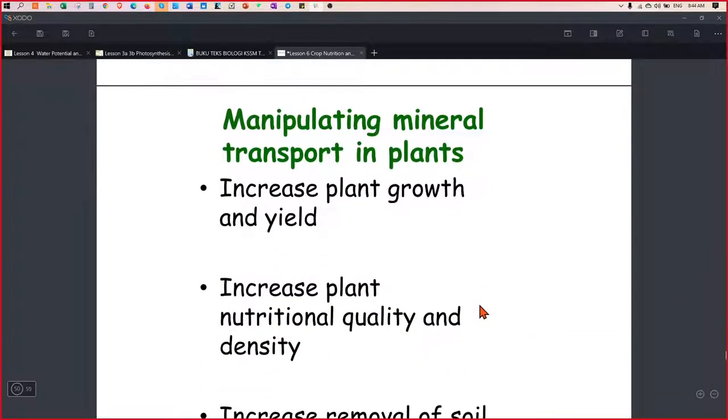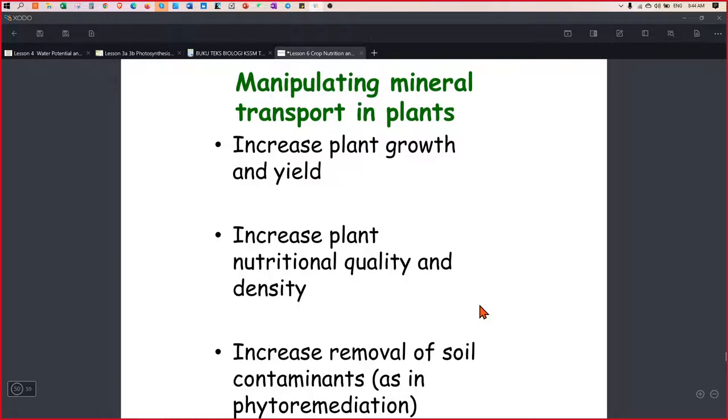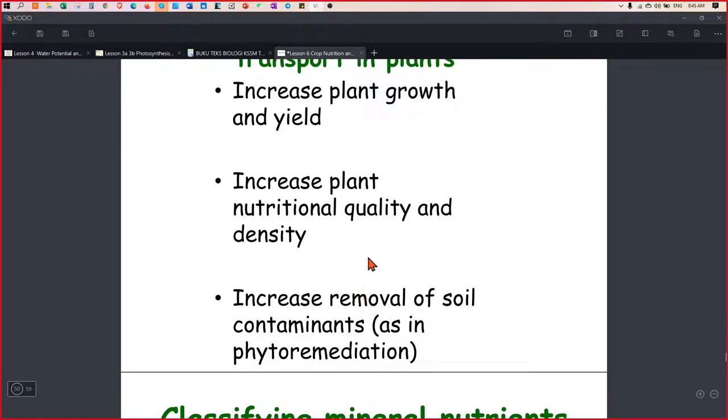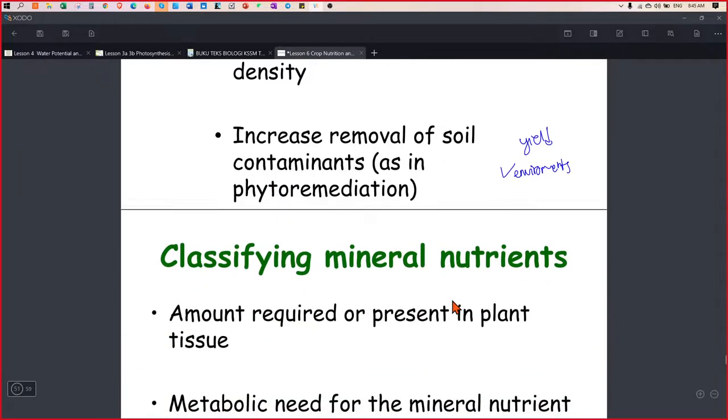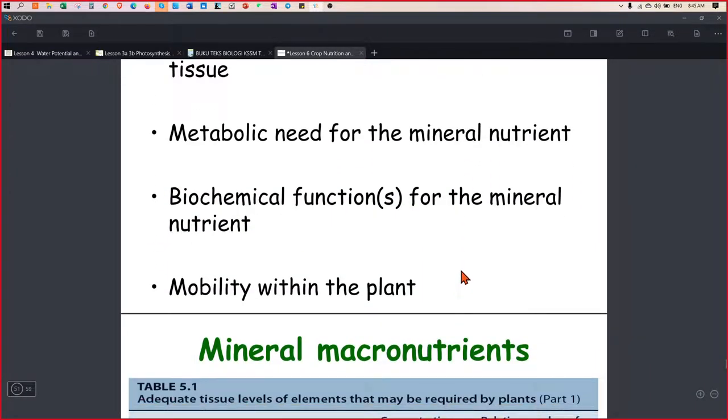Right? So what do you get from all of this after you have understood this so far? It shows that you can manipulate mineral transport in plants to increase plant growth yield, increase the plant nutritional quality and density, and also to increase the removal of soil contaminants. This is actually not for the yield, but for the environment. You can use crops to clean contaminated land, and the process is called phytoremediation.